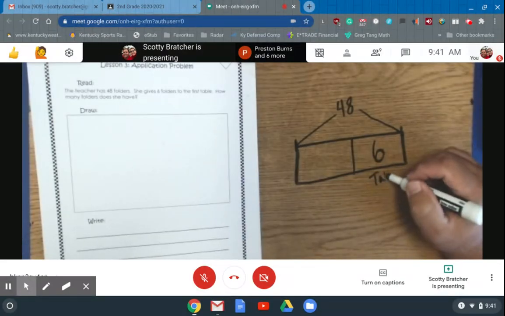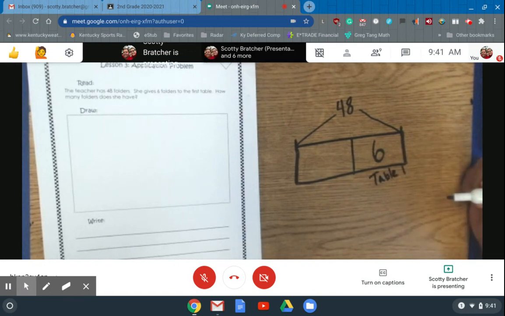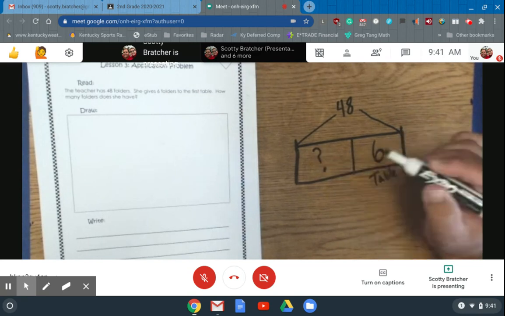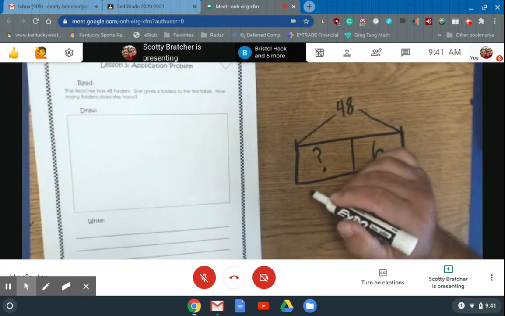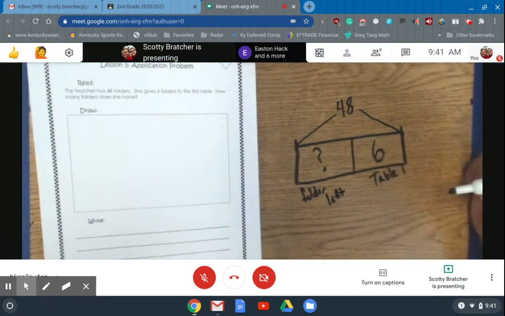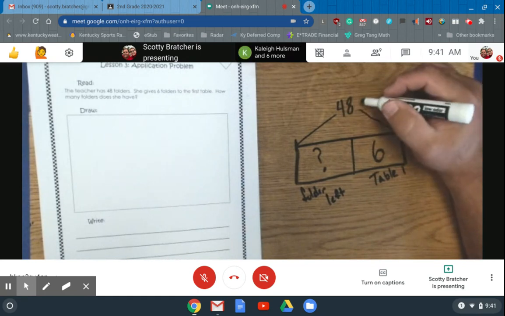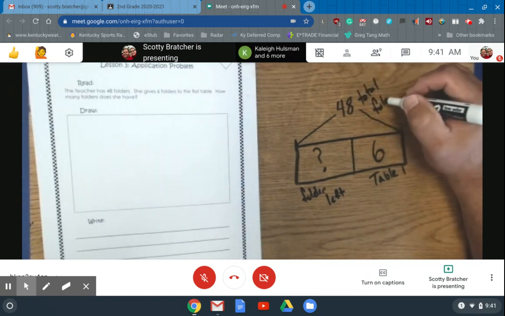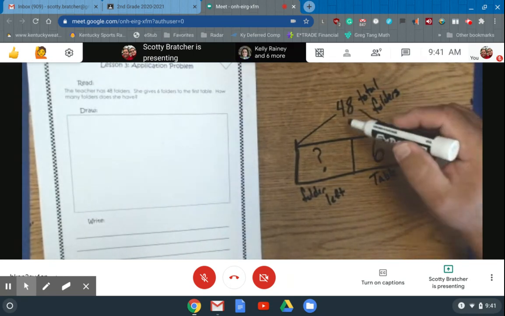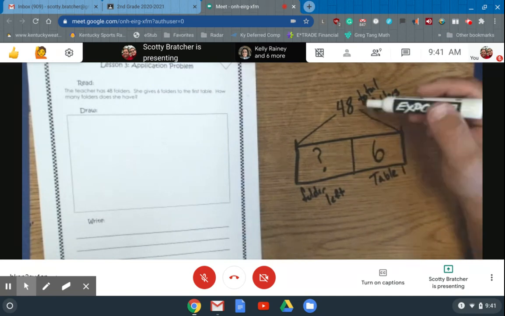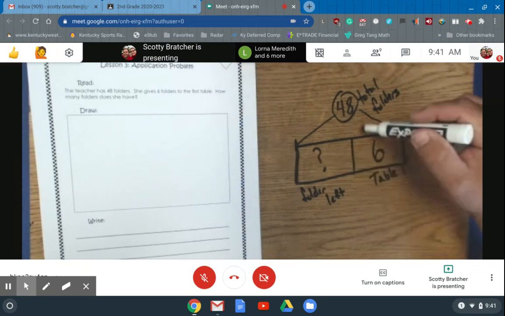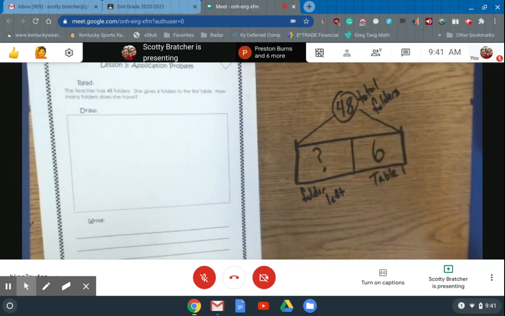And this is table 1. This is a part that I don't know what's left right now. And this is folders left. And this is 48 total folders. So it looks a little different, but it's still a number bond. If I did this and I put a circle here and a circle there, can you still see the number bond? Yeah. All right.